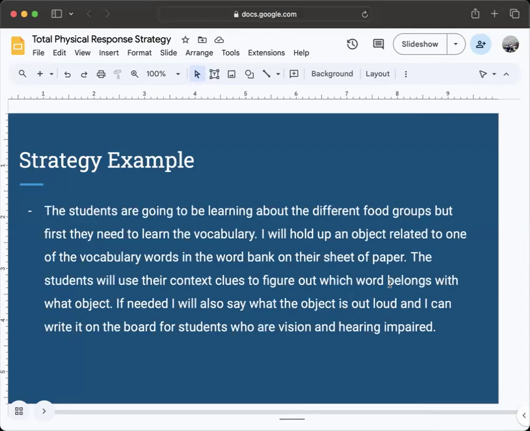For today's lesson, the students are going to be learning about the different food groups, but I want them to learn the vocabulary first. So in order to do this, we're going to hold up an object related to one of the vocabulary words on the word bank on their sheet of paper. For example, if I was holding up a fruit like an apple, the students would have to use their context clues and process of elimination to figure out which word in their word bank this apple prop goes with.